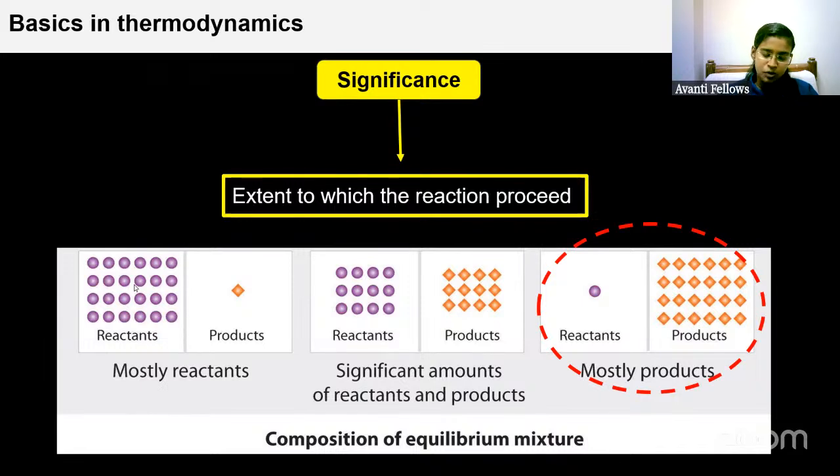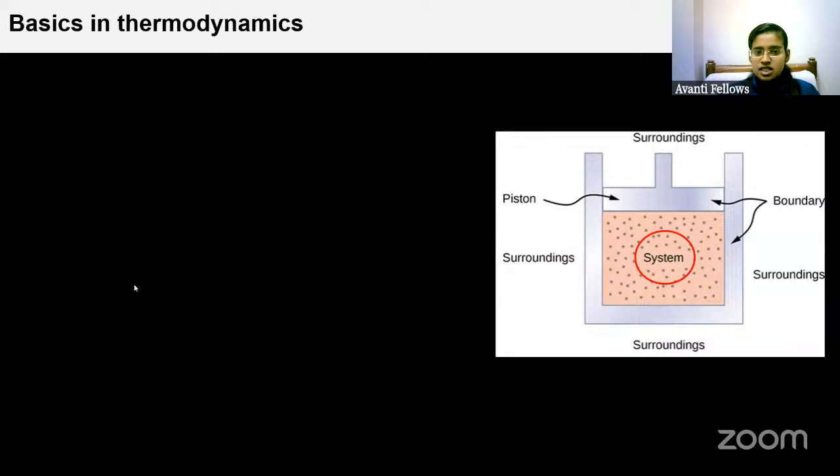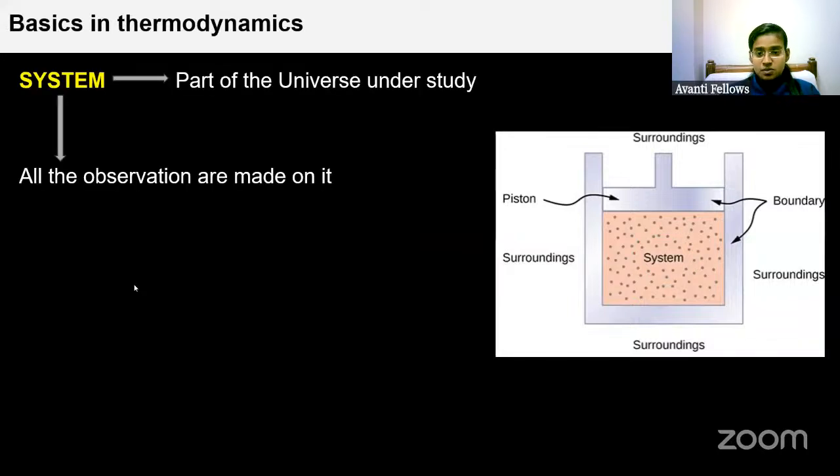Now we'll go for the second subtopic, which is key terms in thermodynamics. What are the basic terminologies we use here? The very first terminology we use in thermodynamics is system. A system is the part of the universe under study. Suppose this is the universe, and I'm going to divide this universe into 4. This is region 1, region 2, region 3, and region 4. I have 4 regions in my universe.